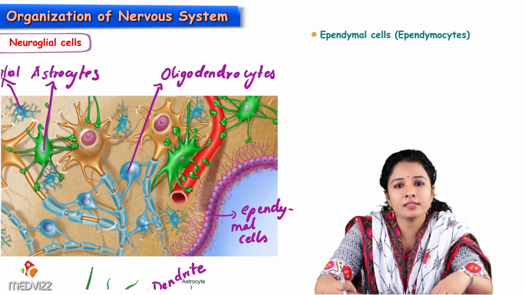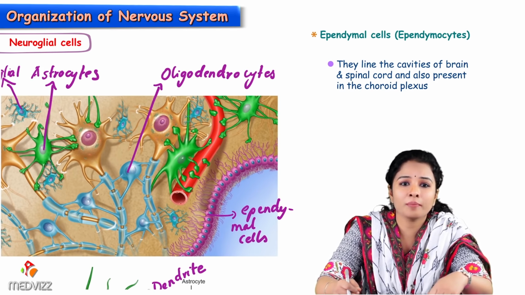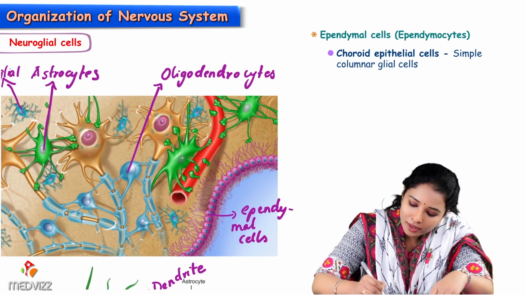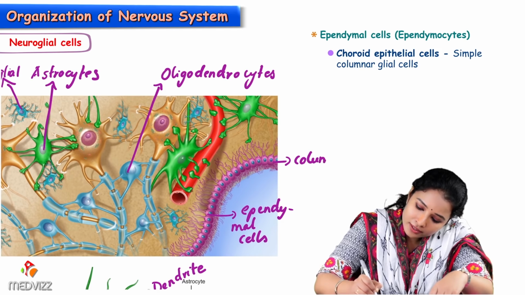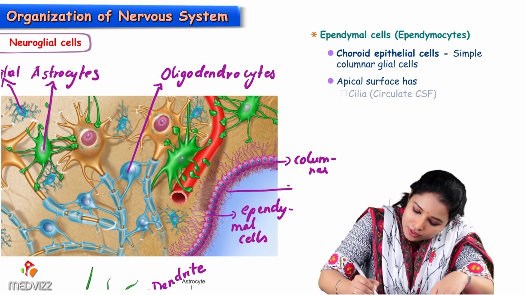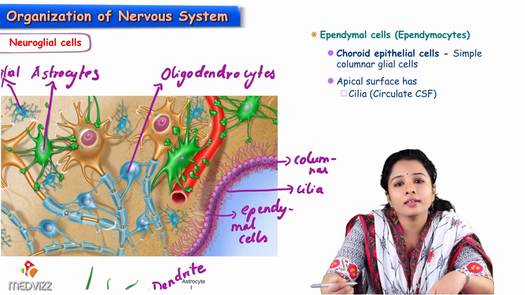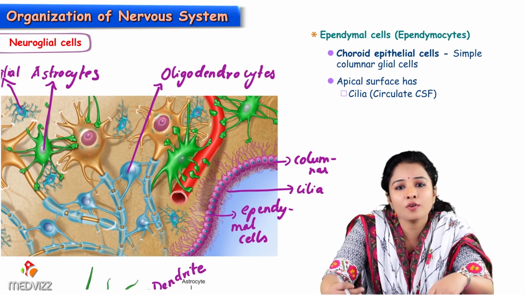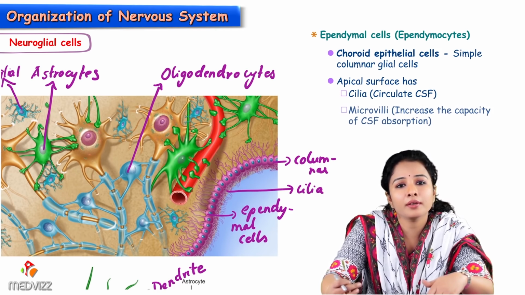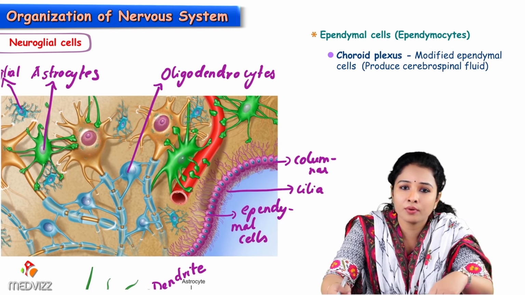are the choroid epithelial cells which line the cavity of the brain and spinal cord, and they are also present in the choroid plexus. They are simple columnar cells. Here we can see in purple color, and the apical part of the cells shows cilia facing the cavity, lining the cavity, and this cilia helps in the circulation of CSF, cerebrospinal fluid, and the microvilli increase the capacity of CSF absorption. And these modified ependymal cells, known as choroid plexus, produce the cerebrospinal fluid.